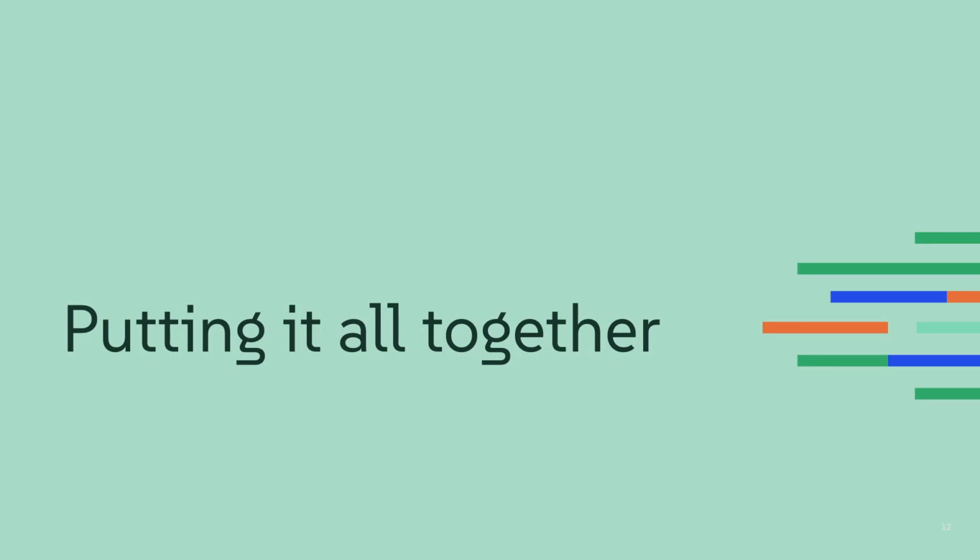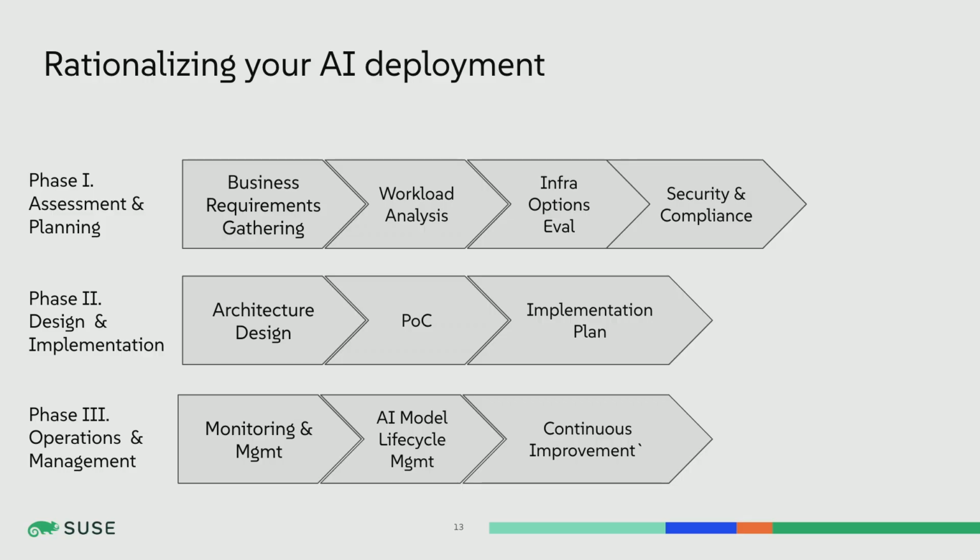So putting it all together, think of it as how I would rationalize your AI deployment. Phase one is the usual assessment and planning. You gather your business requirements and your workload analysis. You look at your infrastructure options and you do your evaluation. And obviously, don't forget about security and compliance, because that may drive some of the decisions in terms of tools. Do your architecture, potentially run a proof of concept, and then come up with your implementation plan.